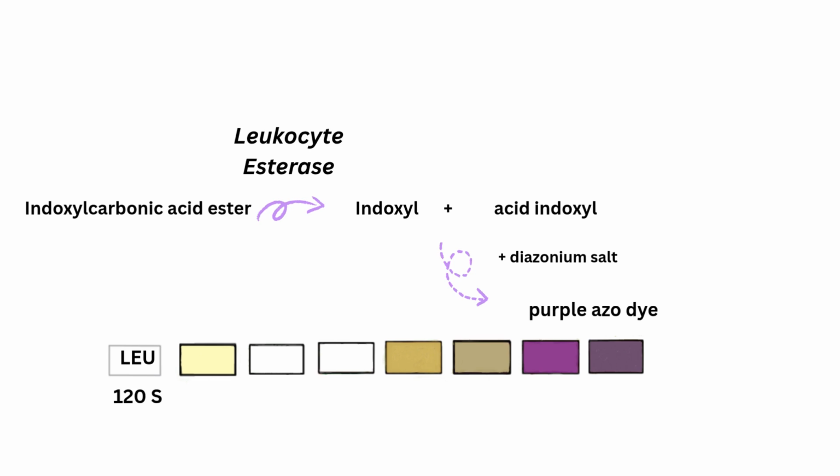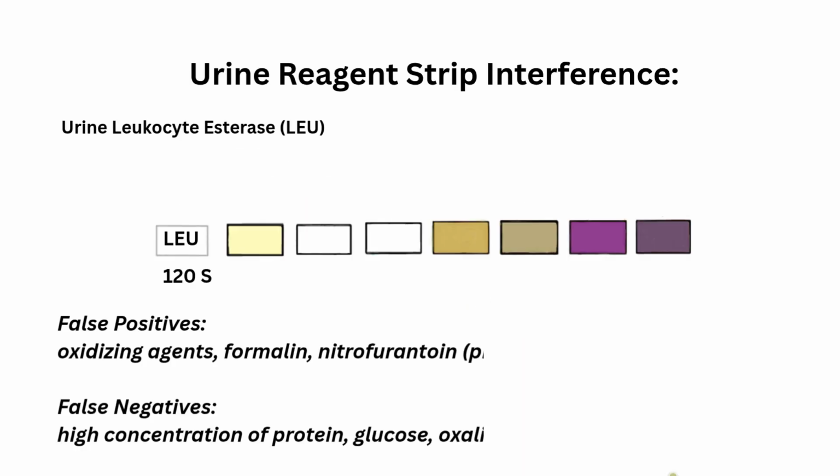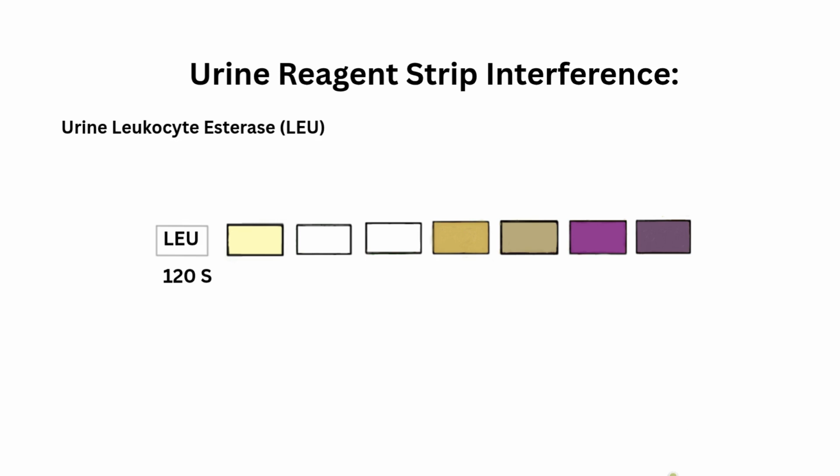Leukocyte esterase catalyzes the conversion of an acid ester, indoxyl carbonic acid, and adding diazonium salt, it produces a purple azo dye. False positives for leukocyte esterase include oxidizing agents, formalin, and nitrofurantoin, which is highly pigmented, and the false negatives include a high concentration of protein, glucose, oxalic acid, ascorbic acid, and certain drugs.